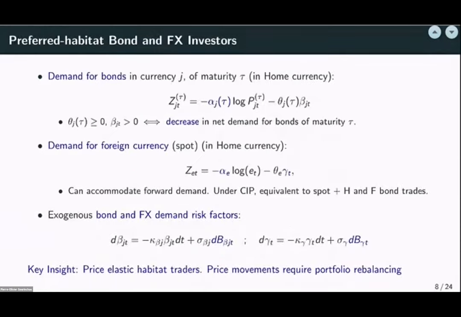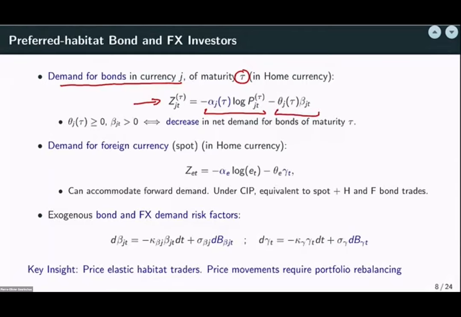Okay, now let's look at the preferred habitat investors and let me flesh out how they behave. They're going to behave very mechanically. Here we assume that the demand for bonds in currency j of a given maturity tau comes from these preferred habitat bond investors. It's going to have two components. One component is price elastic. This is saying, if the price of bonds of maturity tau is very high, these preferred habitat bond investors are going to scale down how much they want to be holding, and this alpha_j(tau) tells you by how much they want to scale down.